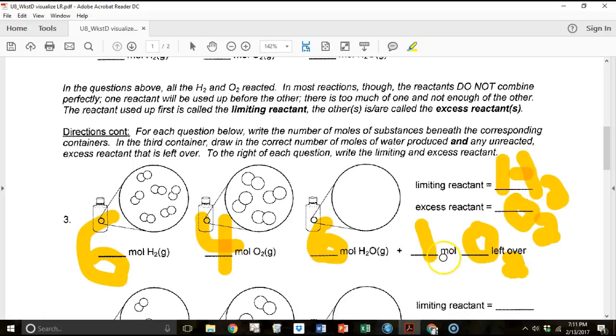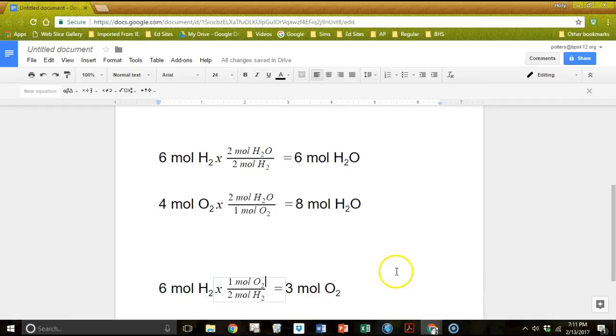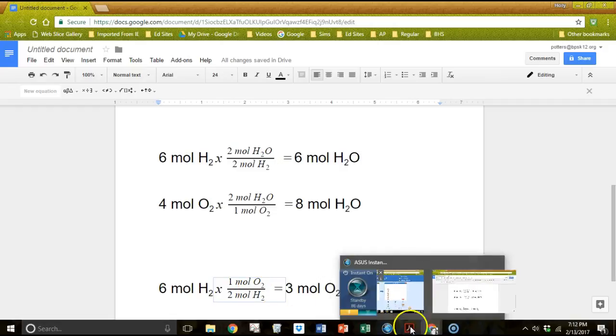Now, if you don't have the pictures in the future, because that's eventually what we want to wean ourselves off of, I could do the calculation for figuring out how many moles of oxygen would be required to react with this. So, again, if I wasn't sure how to figure that out, I could set this up. For 6 moles of hydrogen, if I want to figure out how many moles of oxygen it reacts with, it reacts in a 1-to-2 ratio, so I would need 3 moles of oxygen. So you can always go back and do these calculations to figure out what you need to figure out.